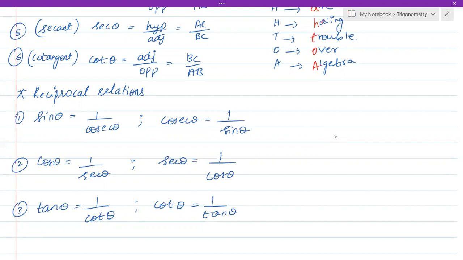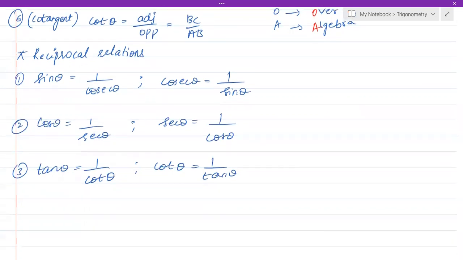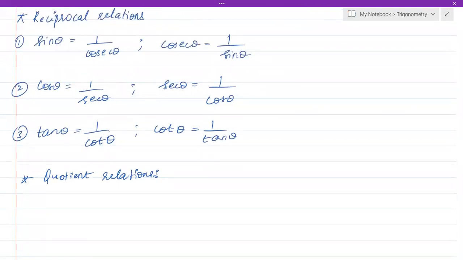Okay. And another important relation is known as the quotient relation. A very, very important one, the last important concept which is useful for the problems. Now, if you observe carefully, tan theta can also be written as sine theta by cos theta. What is the formula for tan theta? We have learned it as opposite by adjacent. But tan theta can also be written as sine theta by cos theta.